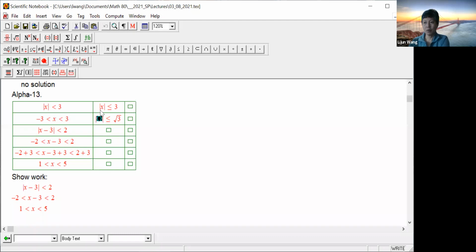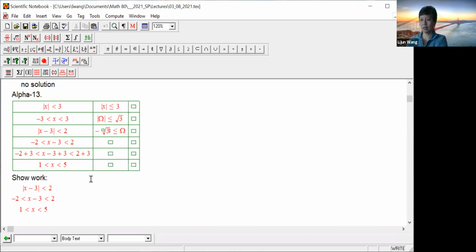And that means the omega is going to be greater than or equal to negative square root of 3, and less than or equal to square root of 3. Now, when the omega is x minus 3, this is going to turn into x minus 3.